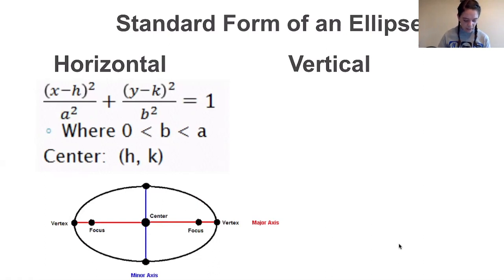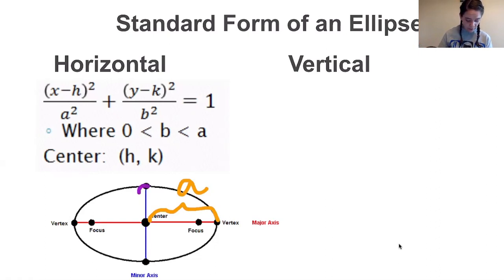A is going to give you the distance from center to vertex. So once you have your center figured out, we can go horizontally out that distance A to the right and to the left in order to get our two vertices.